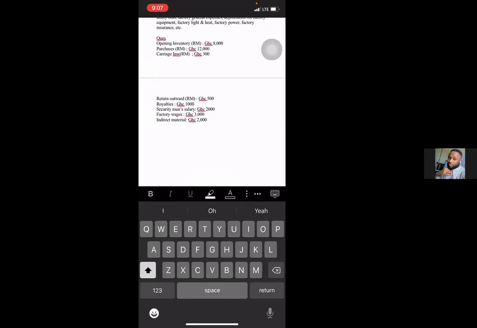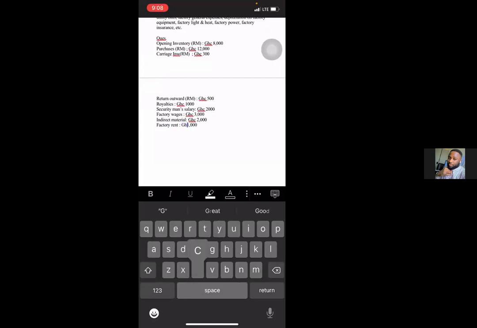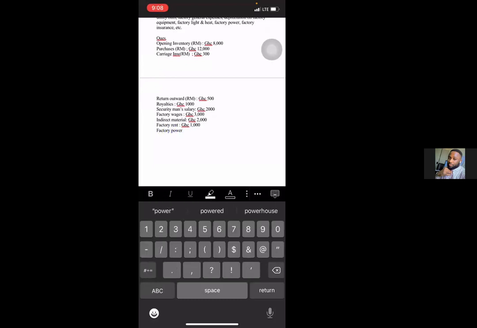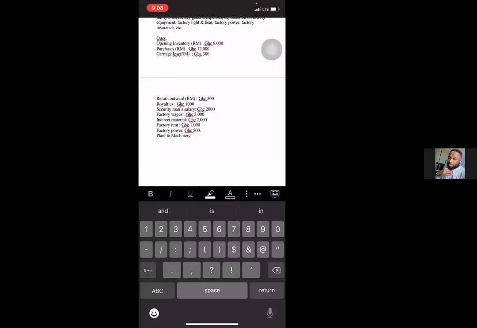And we have factory rent to be, no, 7,000 is too much. Let's say 1,000. And we have factory power to be 500. All right. And let's say we have the cost of plant and machinery to be, let's say, 70,000.